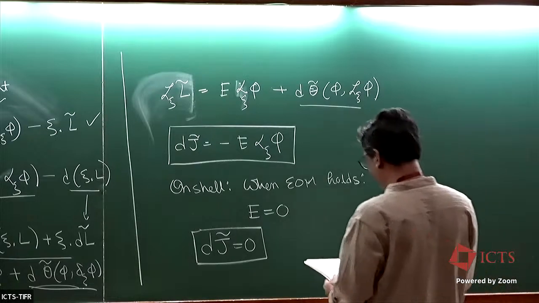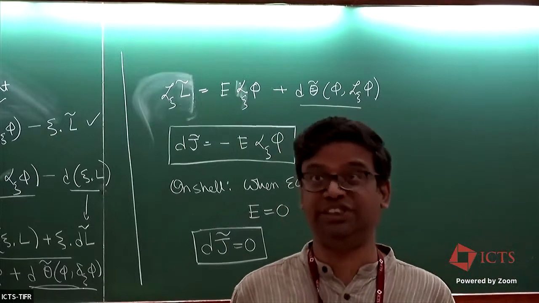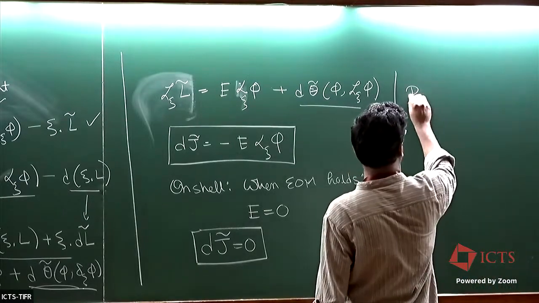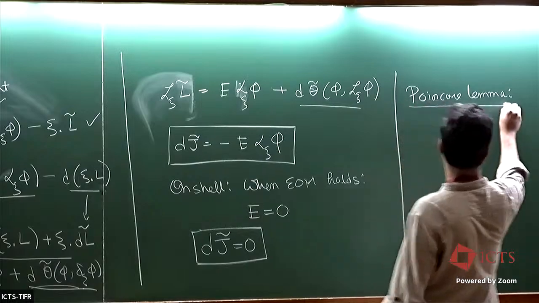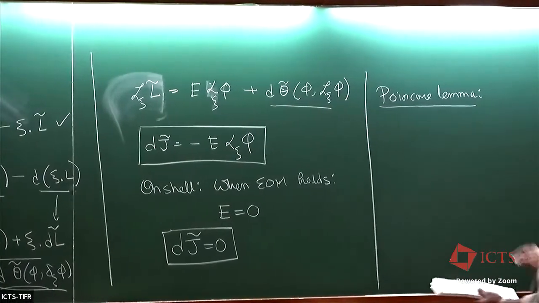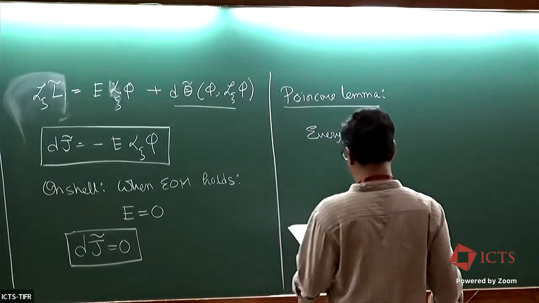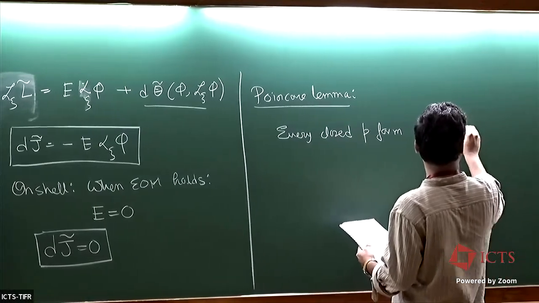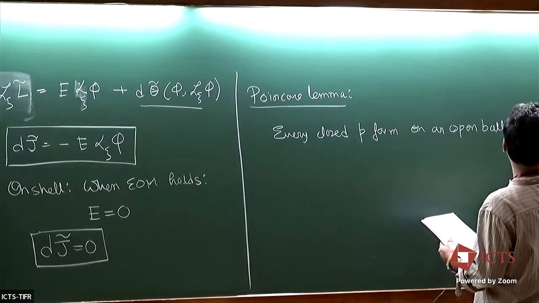Good. So d J tilde equal to zero does not mean globally that J tilde is an exact form, because there will be a topological obstruction. But we will use what is called the Poincare lemma. And what does the Poincare lemma say? What it says is that every closed p-form on an open ball in R^n is exact.